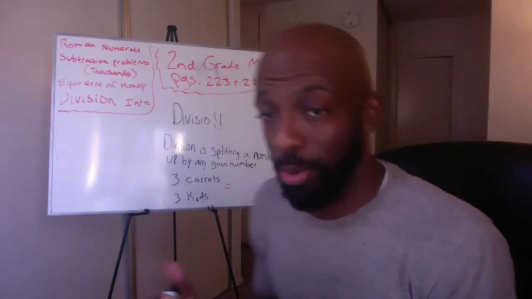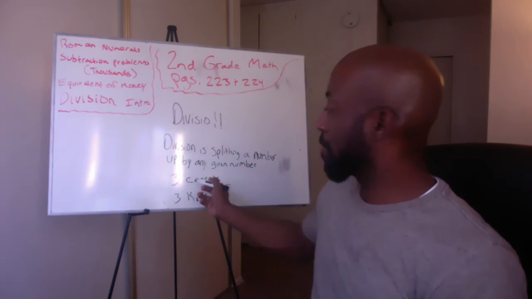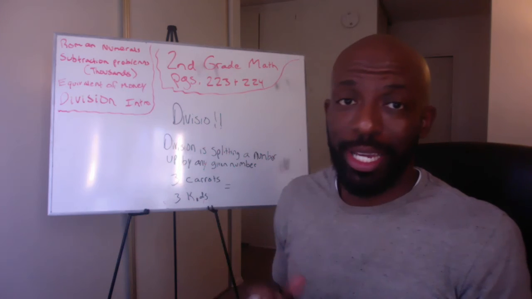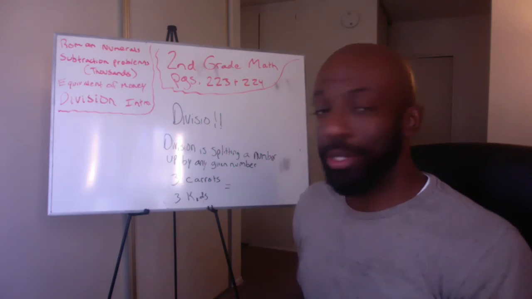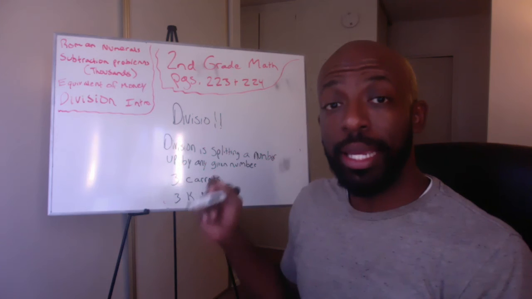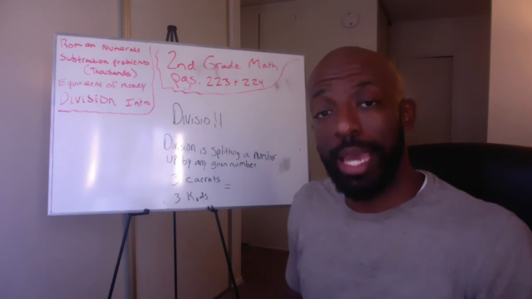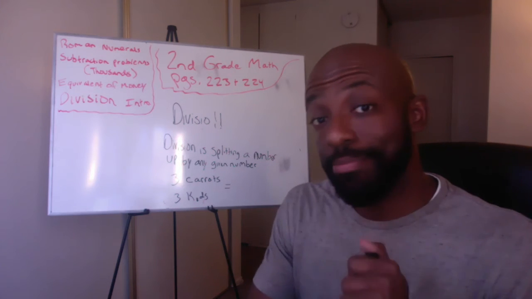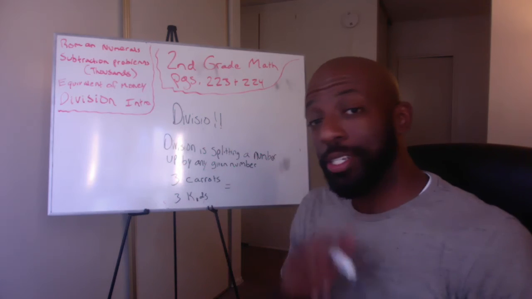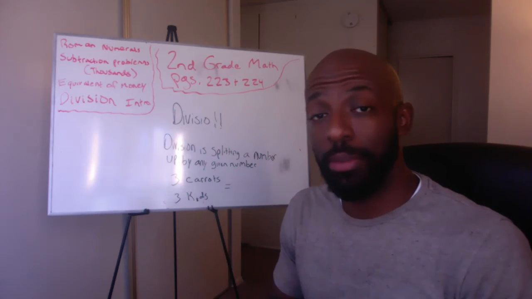So let's look at an example I have here. Let's say you have 3 carrots. Carrots are healthy. They help your eyes get better, to get strong. And I like carrots. So you have 3 carrots, and then you were to have 3 kids. How many carrots would each kid be able to have? Do you guys know? I want to give you a second.